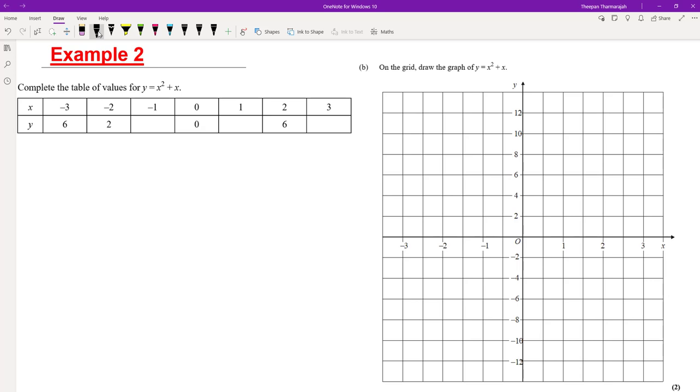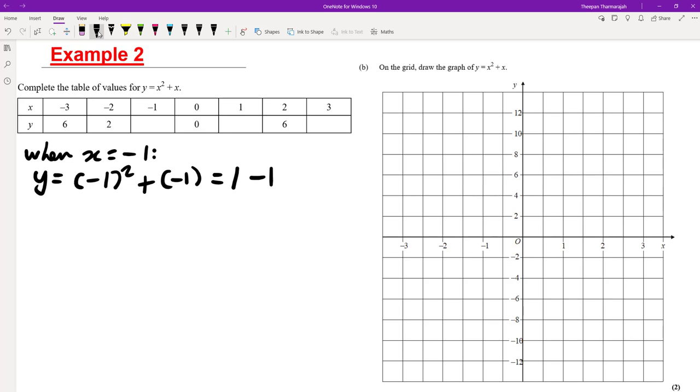So let's plug in -1. So when x equals -1, we can say y equals, don't forget you must use brackets, -1 squared plus -1, or we can say -1 squared, -1 times -1 is +1, then we've got a -1, so we get 0. So we get 0 here.